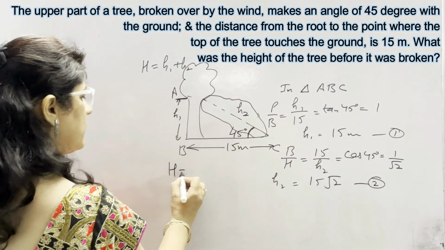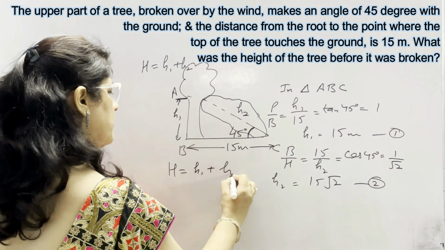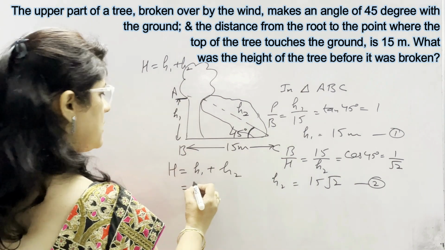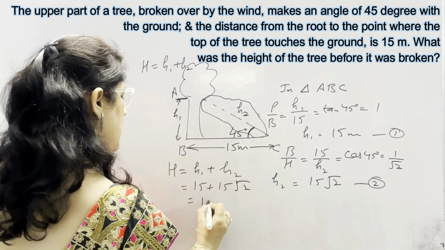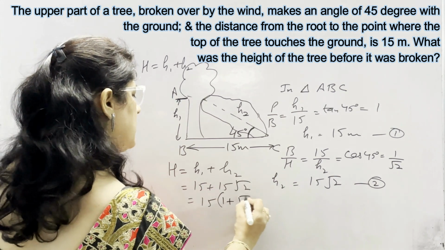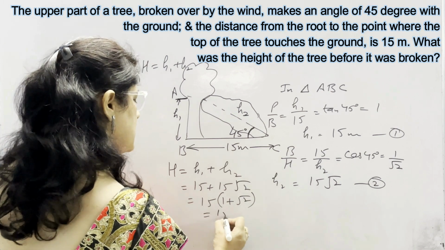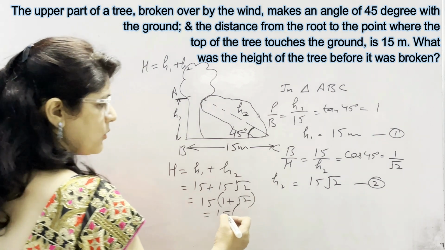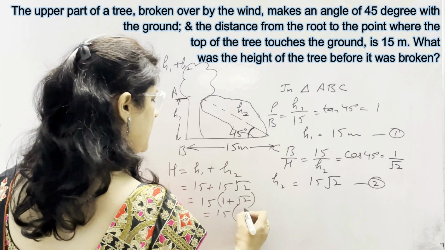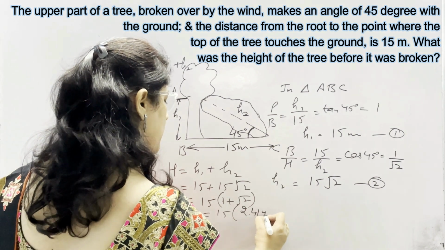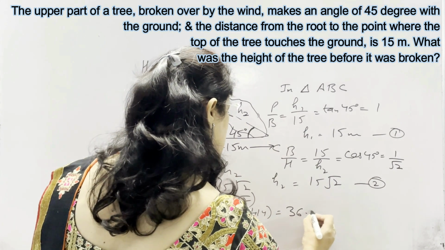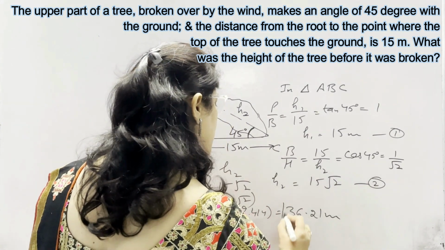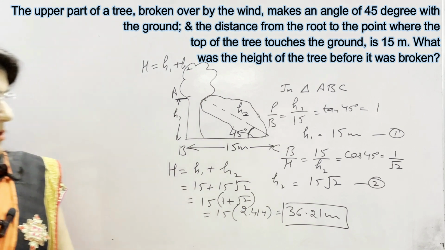Now total height of the tree is h1 plus h2. h1 is 15 meter and h2 is 15 under root 2. Taking 15 common, 1 plus under root 2, it means 15. Value of under root 2 is 1.414, so plus 1, it means 2.414, and after multiplication we will get the value 36.21 meter is the total height of the tree.